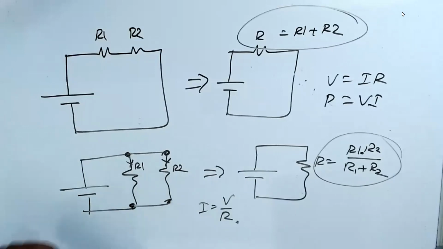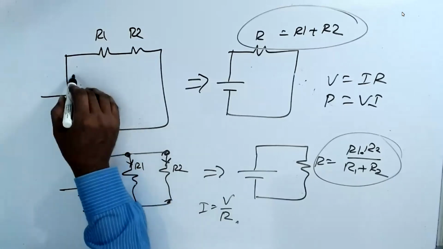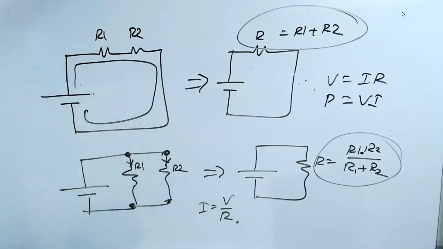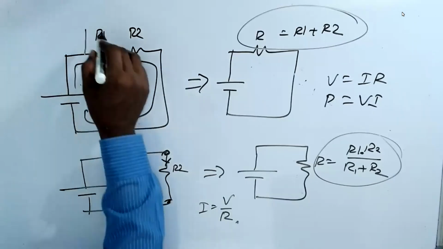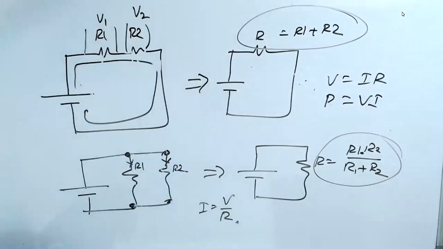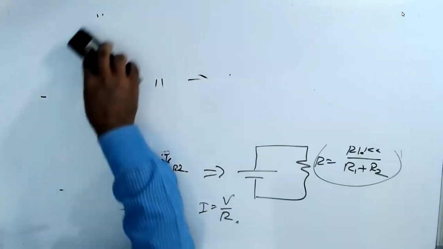But in the case of series, once you start the current, it goes like this. But the beauty is V1 and V2 will be different in series. Yes, sir. Here I1 and I2 will be different.